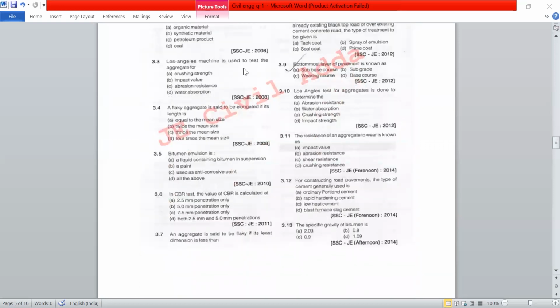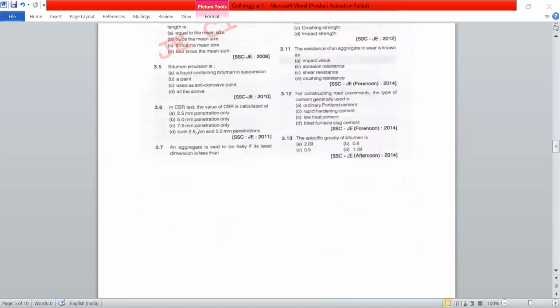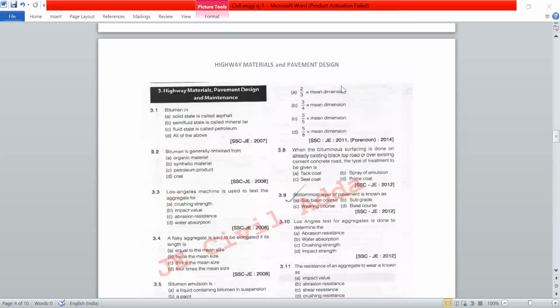Bitumen is generally obtained from petroleum product. Los Angeles machine is used to test the aggregate for Los Angeles abrasion resistance. A flaky aggregate is said to be elongated if its length is equal to twice the mean size. Bitumen emulsion: all the above. In CBR, the value of CBR is started both at 2.5 and 5 mm penetration. It is said to be flaky if its least dimension is less than 3/5 of the mean dimension.